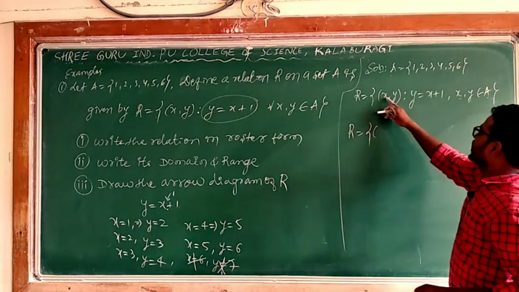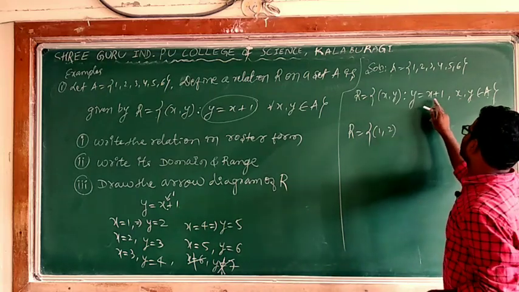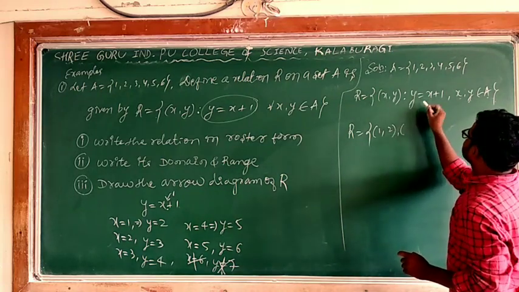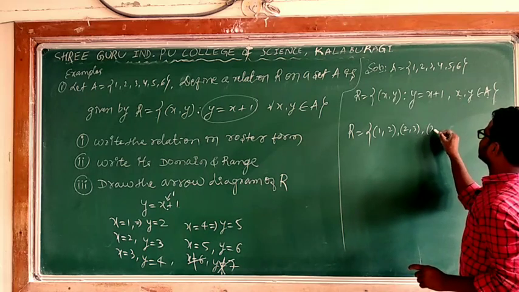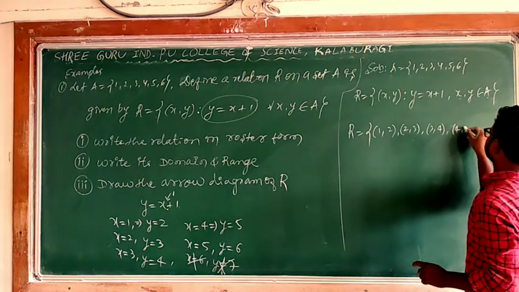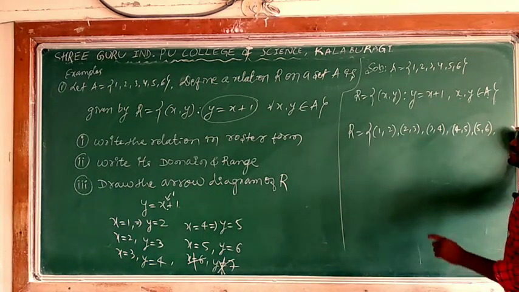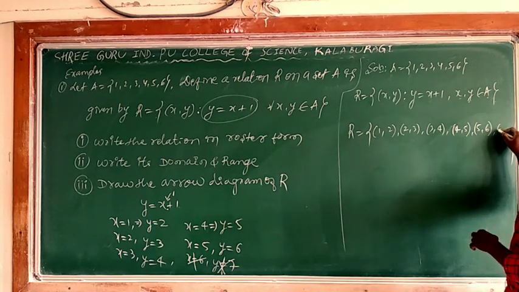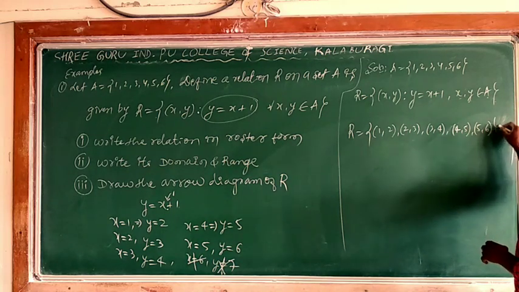I can say that when x is 1, y is 1 plus 1, which is 2. Now, x is 2 means y is 3. x is 3, y is 4. x is 4, y is 5. x is 5, y is 6. I can't take x is 6, because I will get 7. But this 7 does not belong to the set, so don't take it. So you can close here.